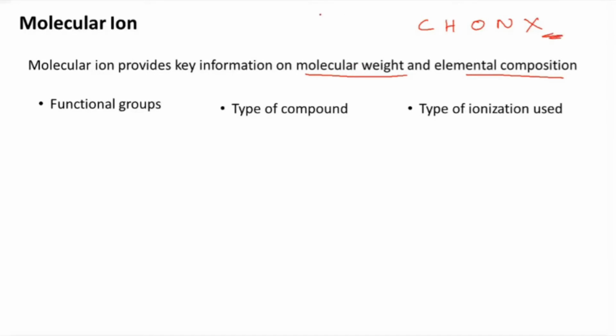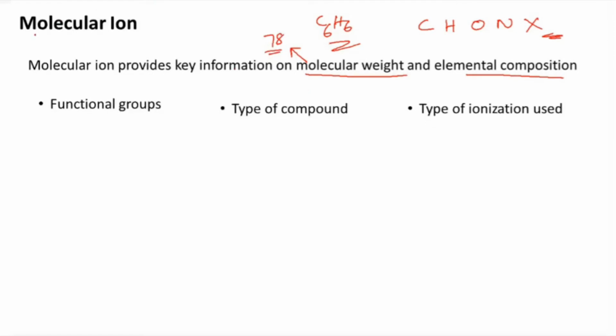Like in case of benzene, it is C6H6. This is what we call elemental composition. And it also can provide molecular weight information. Molecular weight means 78 for benzene.